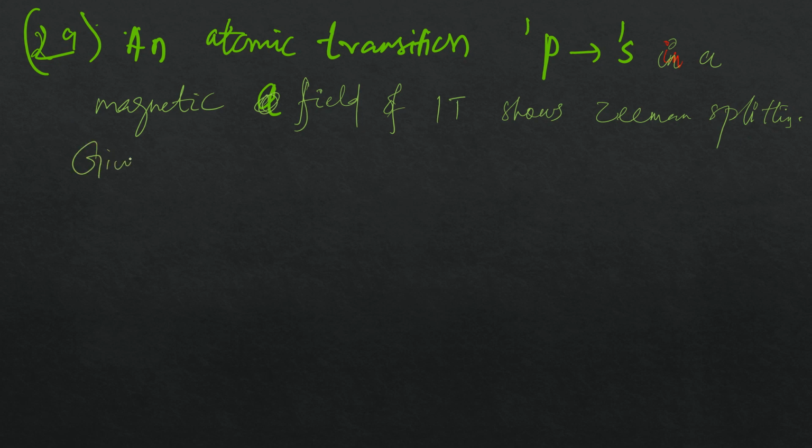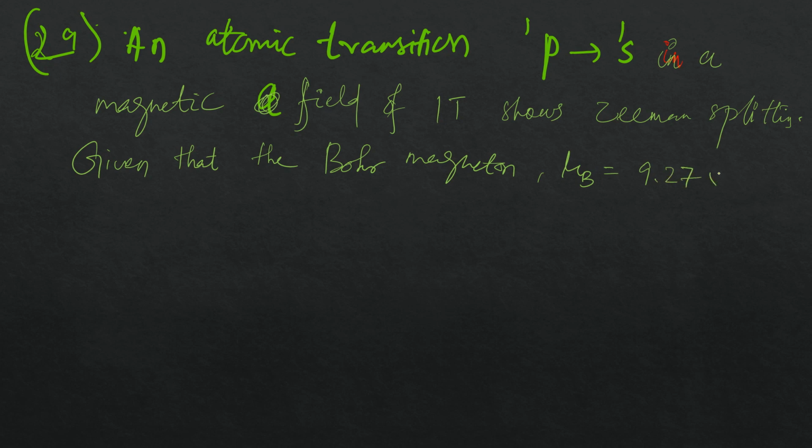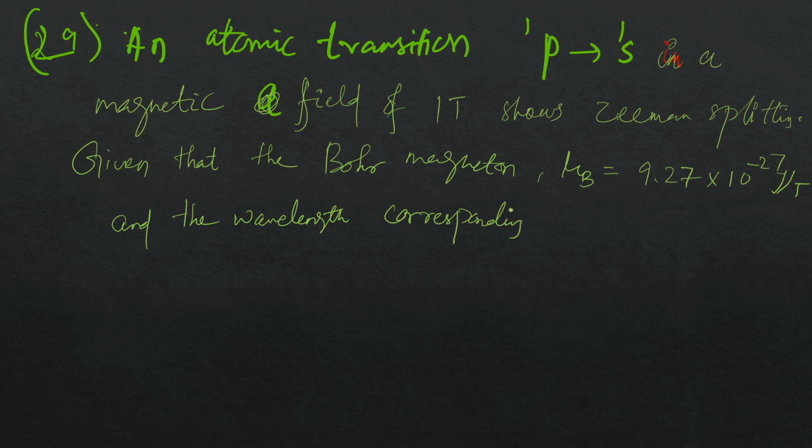Given that the Bohr magneton mu b is equal to 9.27 into 10 to the minus 27 joule per Tesla. Okay, and the wavelength corresponding to the transition is 250 nanometer.